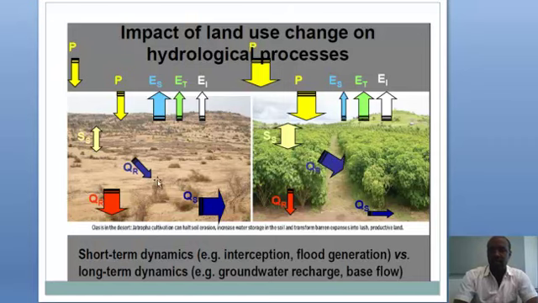In such kind of land use change, the short-term impact is that interception is huge if we are planting, and the flood generation will also be shorter, because more of the water will go to recharge than to runoff. But the long-term impact will be good recharge of groundwater, which means we'll have a good reserve of groundwater and also base flow in our streams, which turns intermittent or whatever kind of rivers we have into perennial rivers.